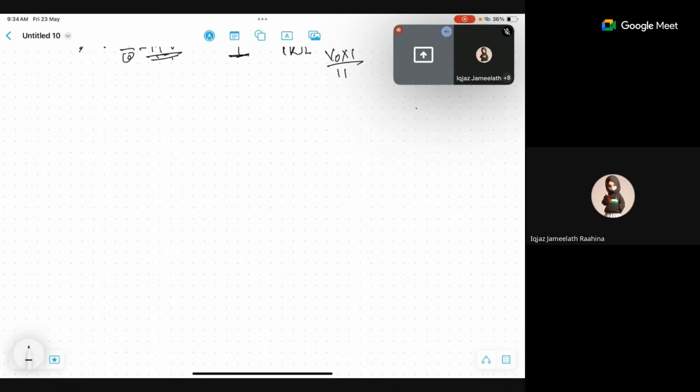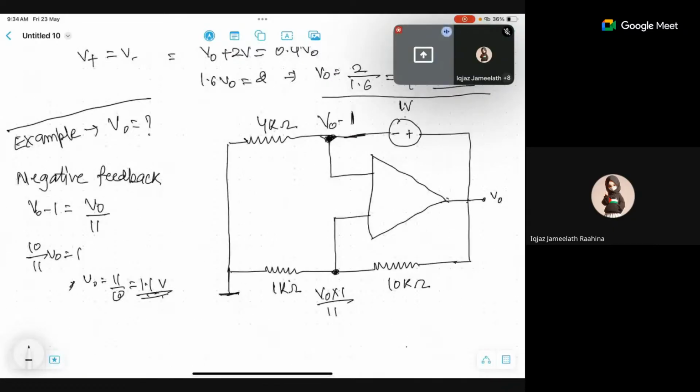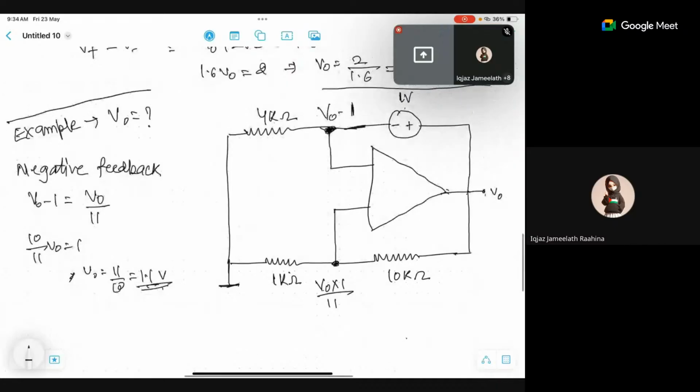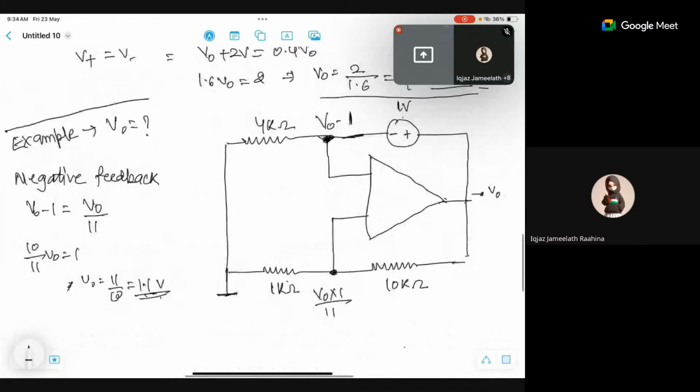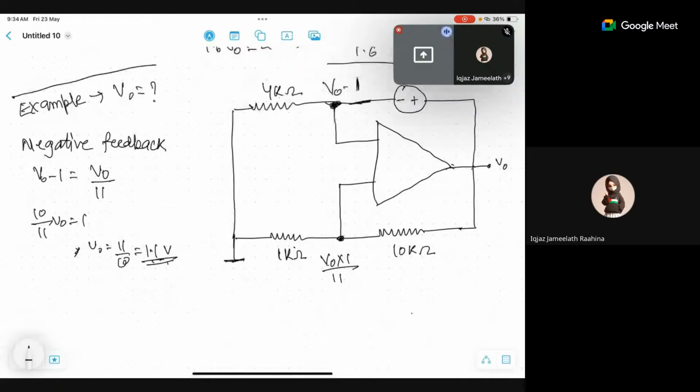Now in this case, the problem is that one terminal is V naught minus 1 and the second is V naught by 11. So we can't identify which one is greater. Which one is greater?